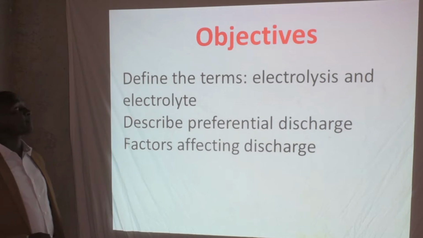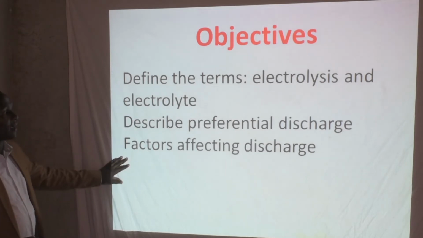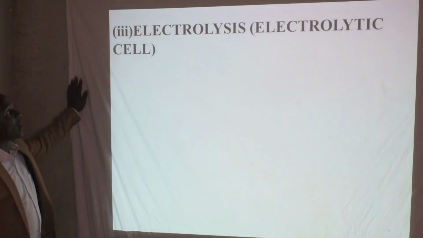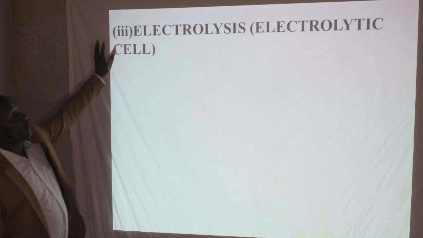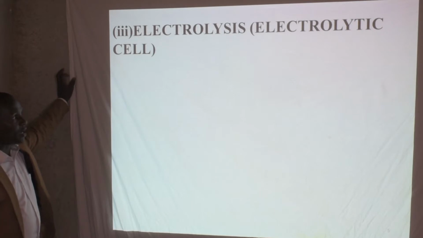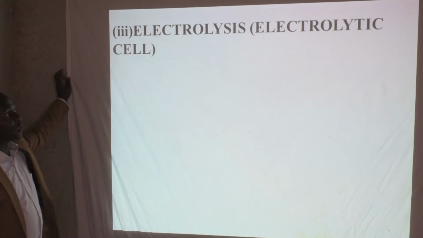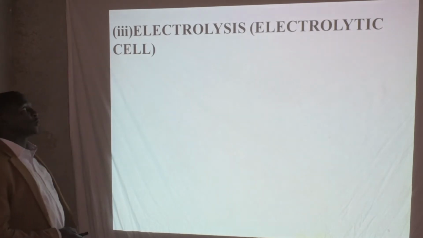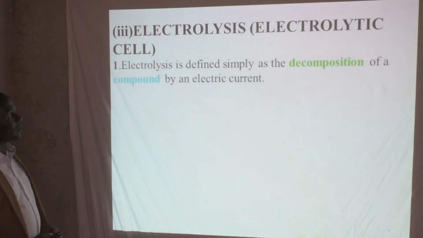So right away, if you have now identified the objectives, let us look at electrolysis as the last component of electrochemistry. We have now finished the electrochemical cell, and now we are going to electrolysis. So let's look at this.